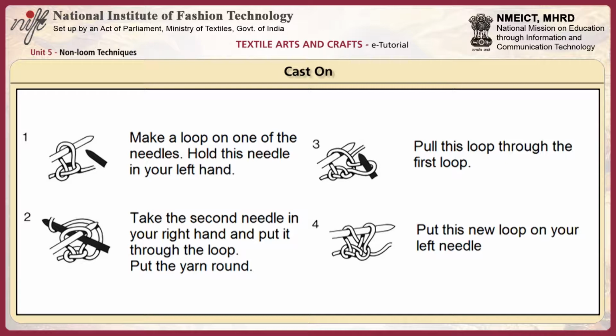Step 1. Make a loop on one of the needles. Hold this needle in your left hand. Step 2. Take the second needle in your right hand and put it through the loop. Put the yarn around. Step 3. Pull this loop through the first loop. Step 4. Put this new loop on your left needle.